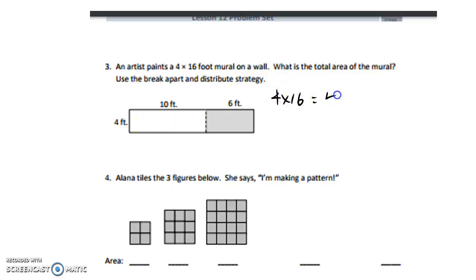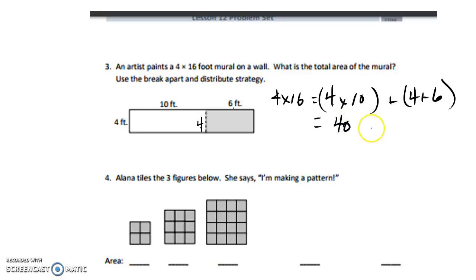Well, we've got a 4 by 10 piece. Plus, I know this is 4, so it's 4 times 6. This is where we're breaking apart the big rectangle into 2 smaller ones. So 4 times 10 is 40, plus, well, this should be an x, 4 times 6. 4 times 6 is 24. That gives me 64, and I need my units, square feet.